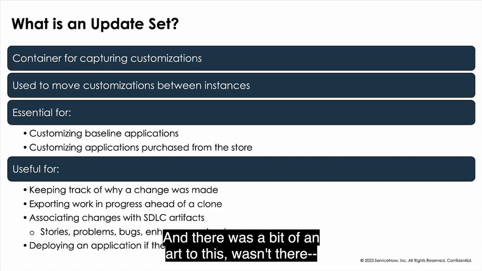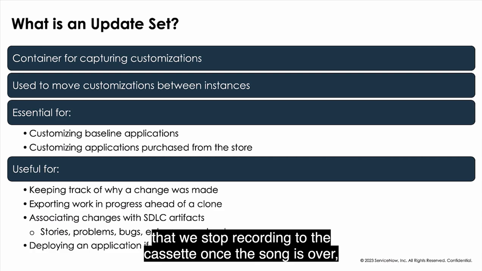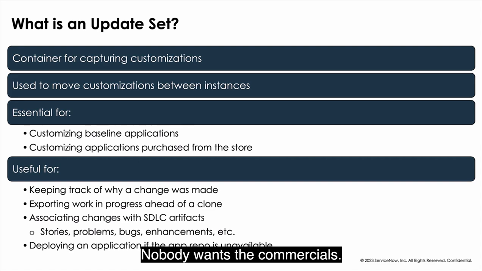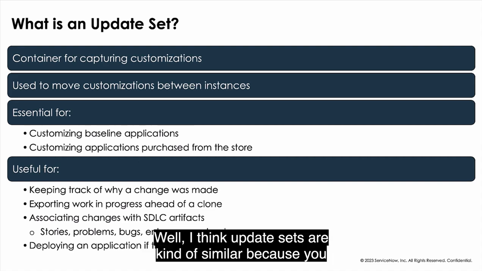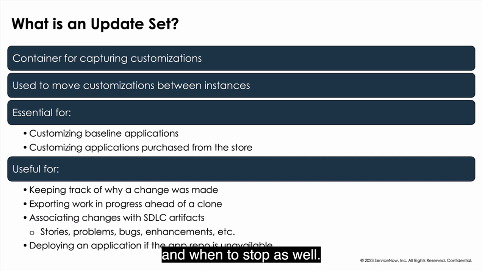And there was a bit of an art to this, wasn't there? Making sure that we only start recording just in time, but not too late, and making sure that we stop recording to the cassette once the song is over, because nobody cares what the DJ is saying, nobody wants the commercials. Well, I think update sets are kind of similar, because you have to tell ServiceNow that you want it to start remembering what you're doing and when to stop it as well.